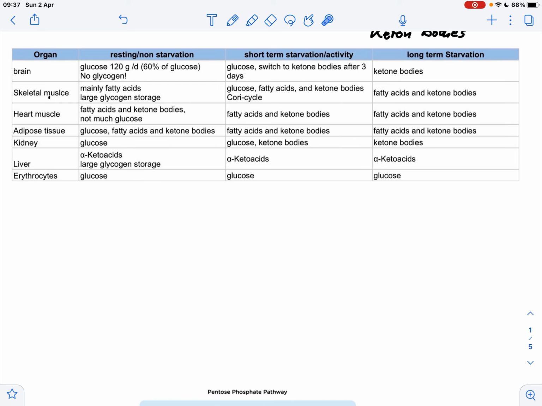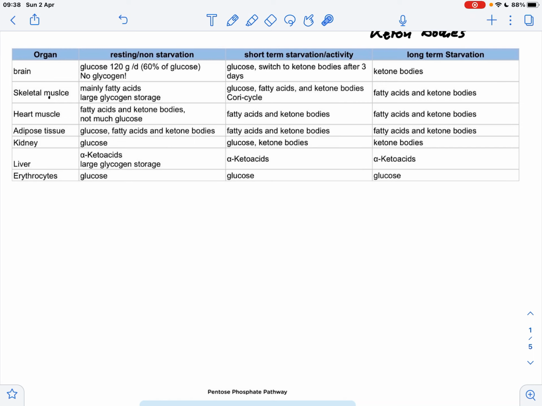The skeletal muscle very often uses fatty acids, and it also has glycogen storage. The heart muscle doesn't use a lot of glucose. Adipose tissue eats glucose, and so does the kidney. The liver doesn't really use a lot of glucose. It uses predominantly keto acids because it keeps the glucose for other organs. And very importantly, erythrocytes, red blood cells, are solely dependent on glucose.